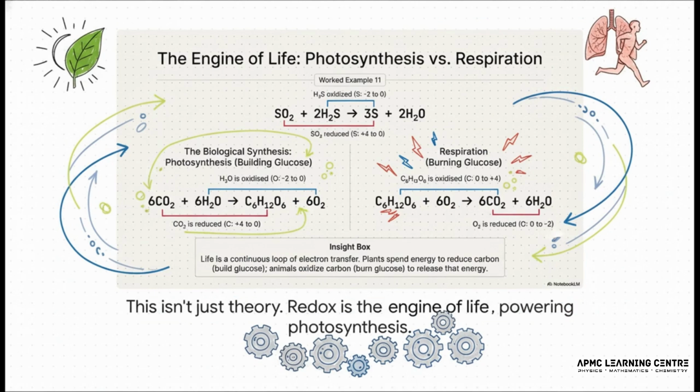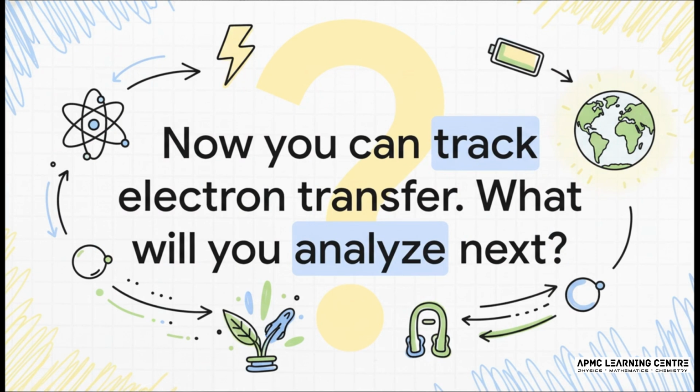And finally, let's remember why this stuff even matters. This isn't just some abstract topic for a test. This electron transfer is literally the engine of life. It's how a battery in your phone works. It's how plants during photosynthesis reduce carbon to build the glucose that stores the sun's energy. And then, in respiration, your body turns around and oxidizes that glucose to release that energy so you can do everything. So you see, you haven't just learned how to ace a chemistry question. You've learned how to read the fundamental chemical transactions that power our entire planet.